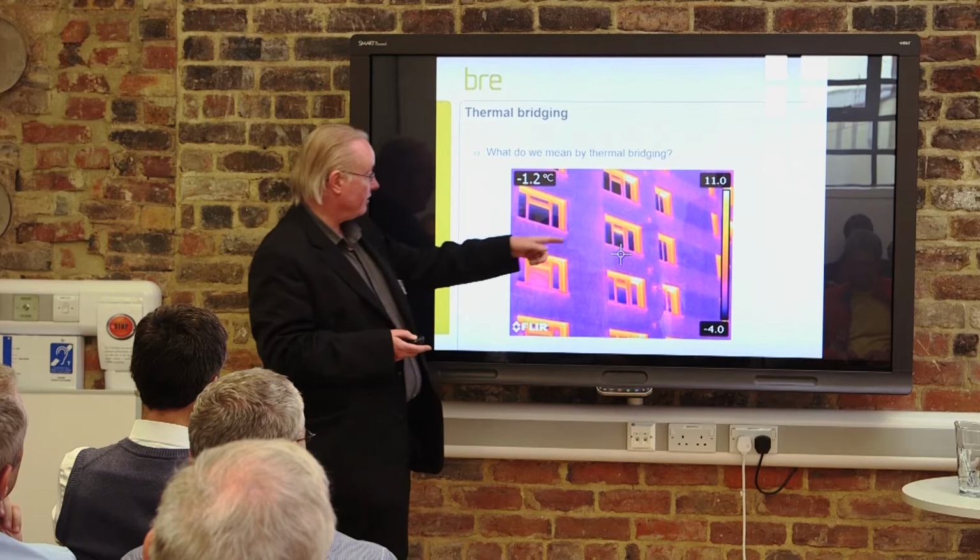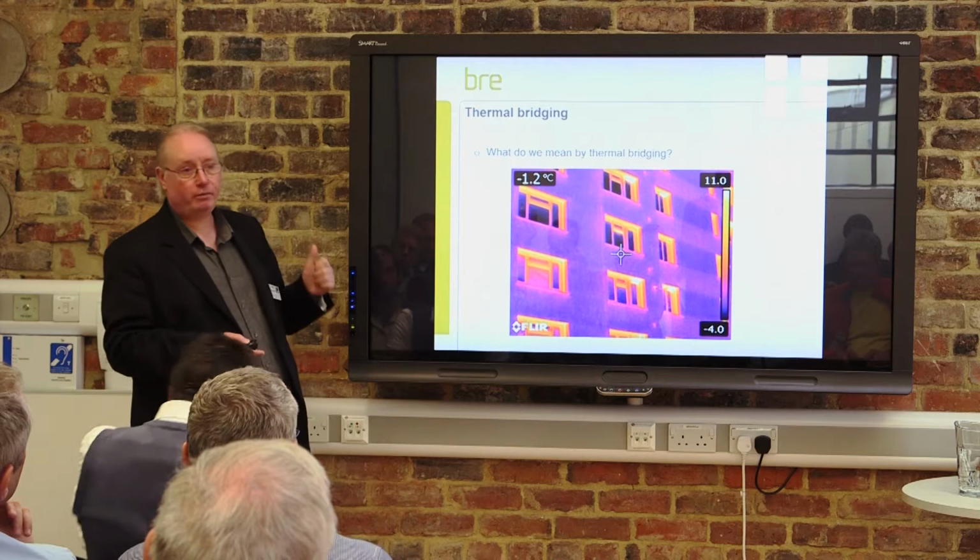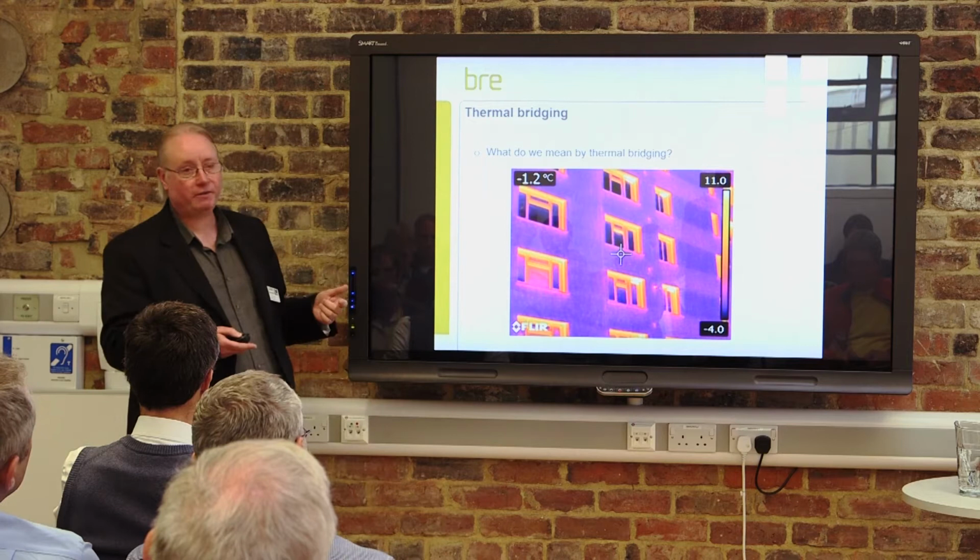Because if the actual wall outside is at 11 degrees, the wall inside is going to be pretty close to 11 degrees as well. And if you get below 15 degrees on a surface anywhere in a dwelling, condensation will occur.